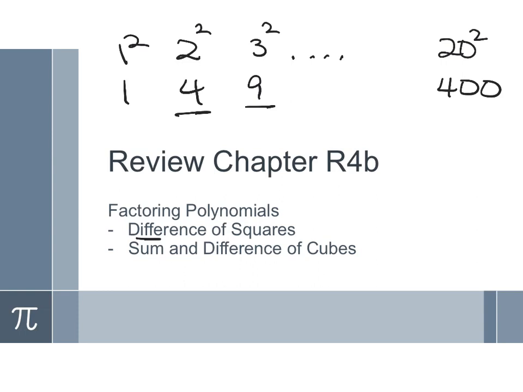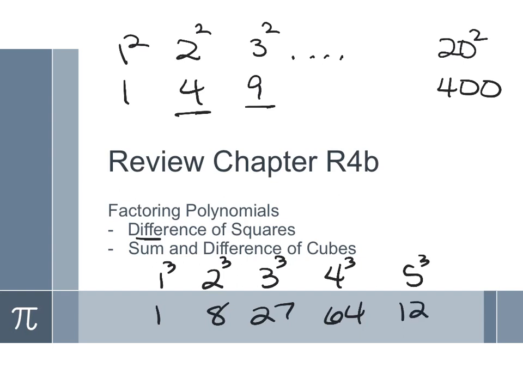Now, as far as the cubes go, I'm not going to expect you to memorize a lot. I'd say up to 5 to the 3rd power. So 1 cubed is 1, 2 cubed is 8, 3 cubed is 27, 4 cubed is 64, 5 cubed is 125. You might get something larger, but for the most part, they're going to stay within reason up to 5 cubed.